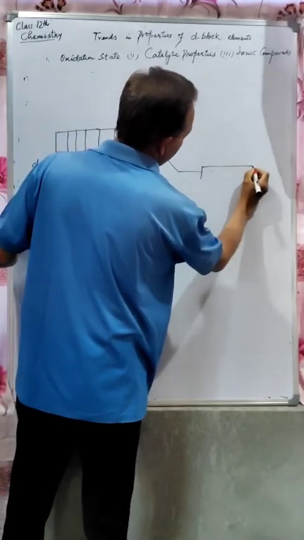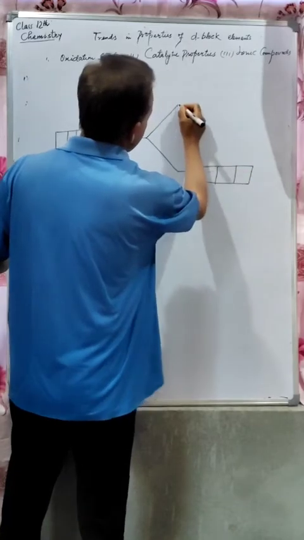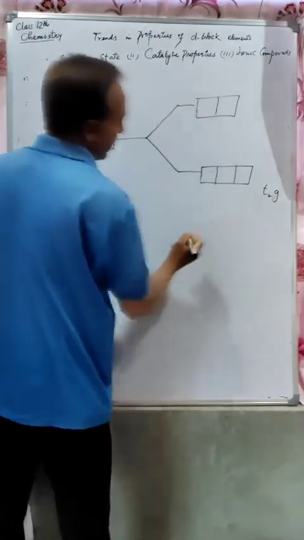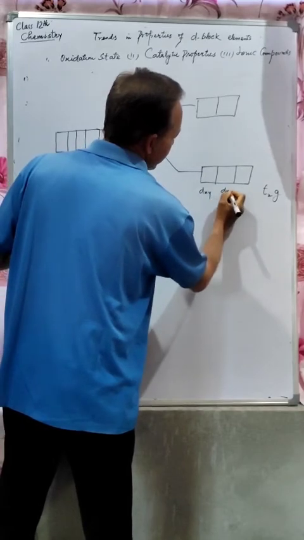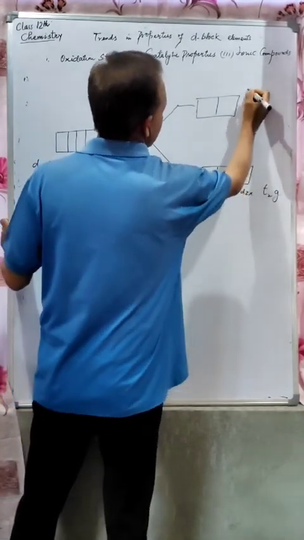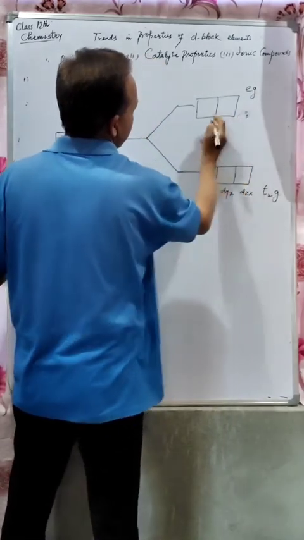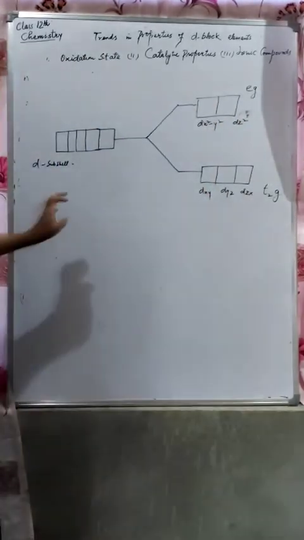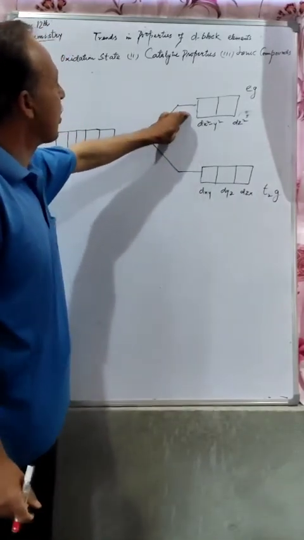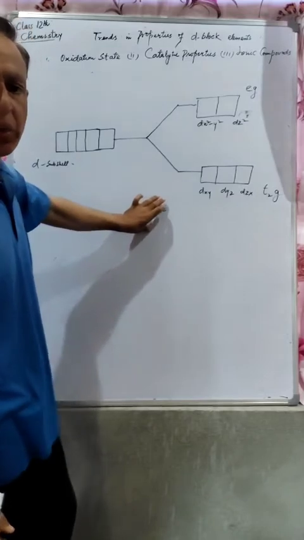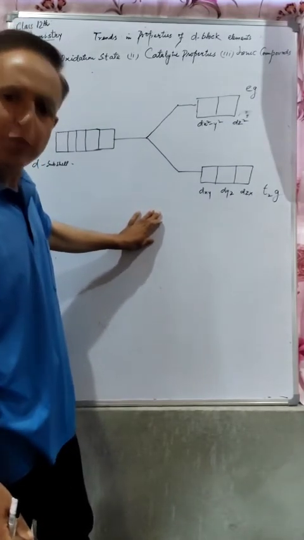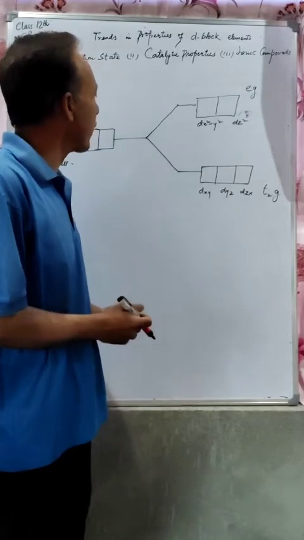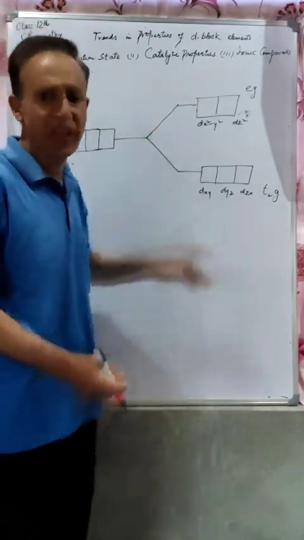One set is called the T2g orbitals. This is dxy, dyz, dzx, and this is the Eg orbital, dx square minus y square, dz square. Now, this is of lower energy and this is of higher energy. The electrons present in the lower energy orbitals absorb energy and get excited to the Eg orbitals within the same d subshell.